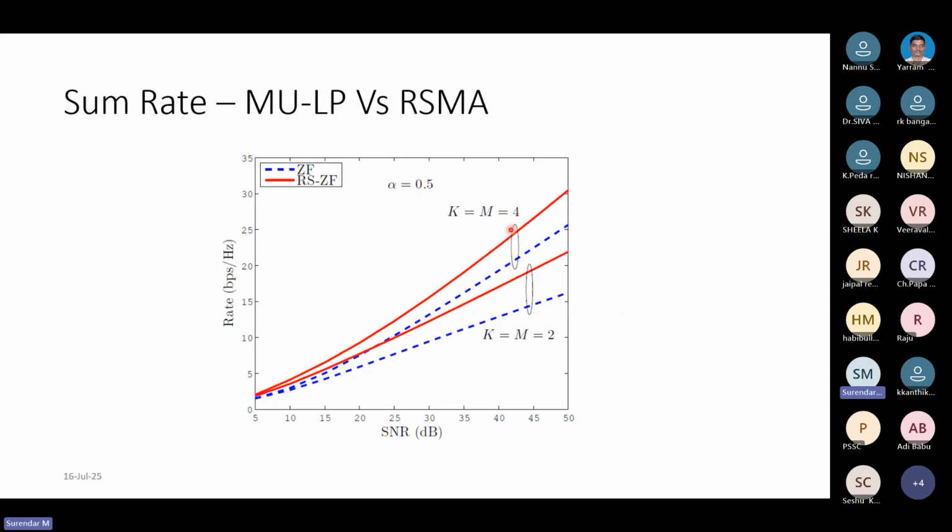But when you compare the normal zero forcing and the rate splitting zero forcing, that is the SDMA and the RSMA scheme, this RSMA scheme has a better rate when compared to SDMA. So this is the advantage of going for the rate splitting multiple access scheme. And with respect to the number of antennas also, the rate is getting increased.